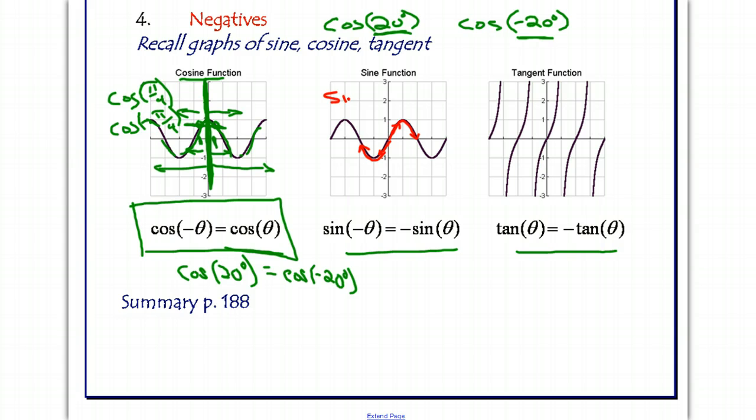So if you tried in your calculator the sine of 20 degrees, and you tried the sine of negative 20 degrees, you would get the exact opposite of each other. And again, I always think of the graphs when I try to remember these facts. So how do we write that? We say the sine of the negative angle is the opposite of the sine of the angle.